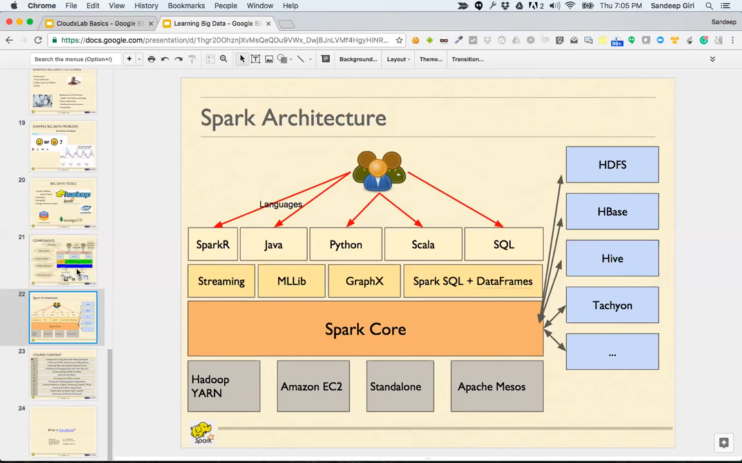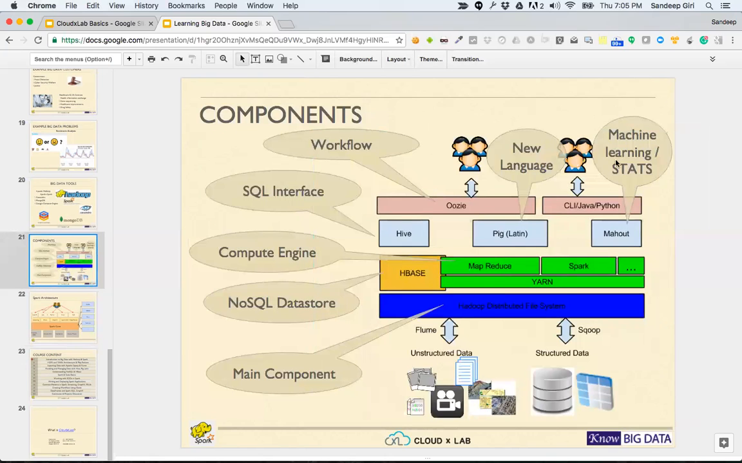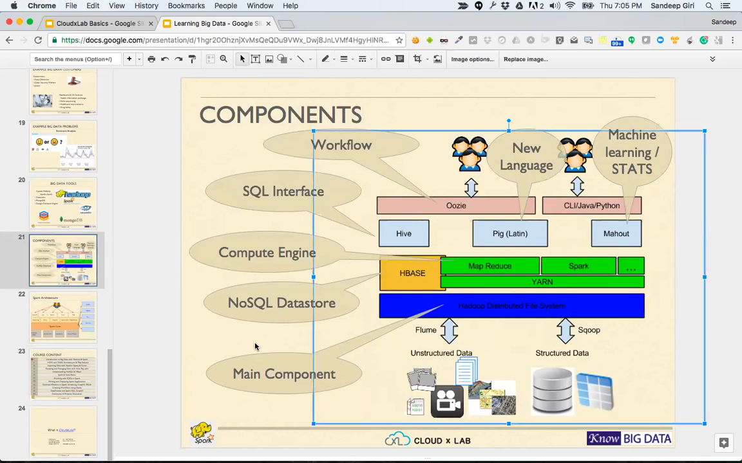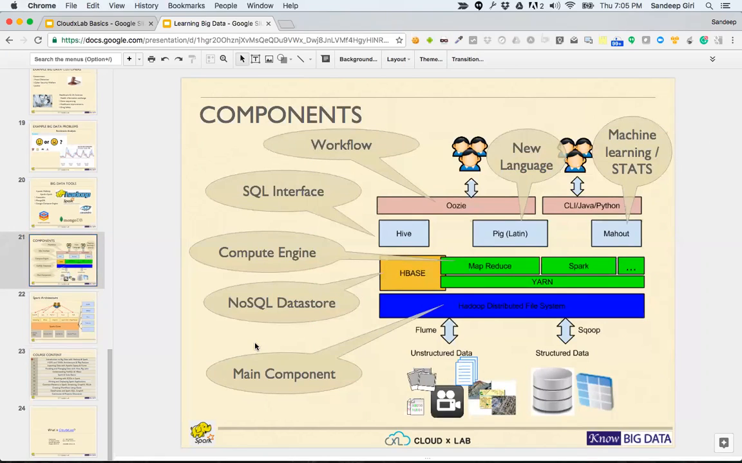But for HBase, the NoSQL data store, are we able to replace that with things like MongoDB or anything? With MongoDB, the use case is different, but HBase has got its own use case. So we'll talk about differences between the various NoSQL solutions and when to use which one.